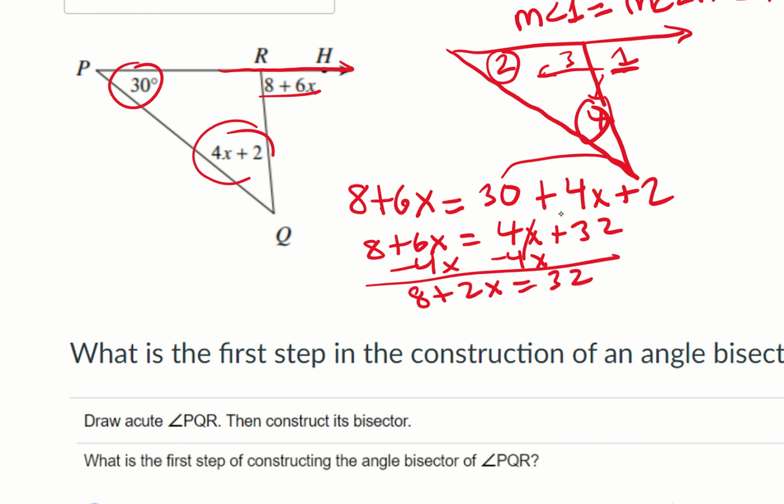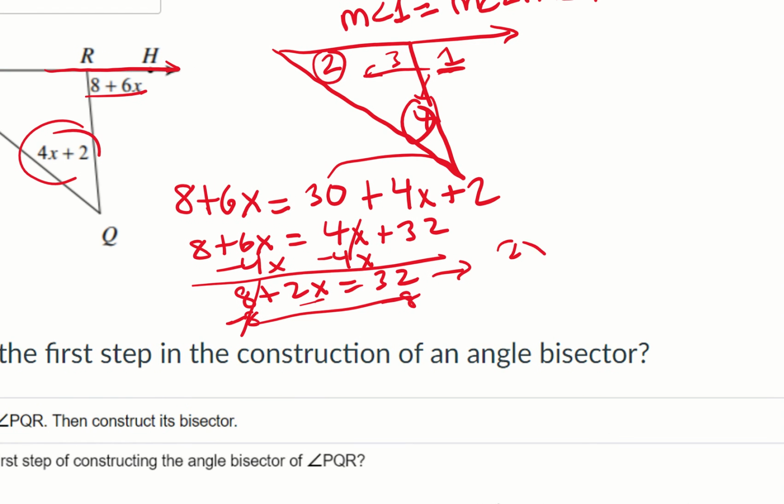We already moved x to the left side, so let's move this number out of the way by subtracting it. So we have 2x equals 24. Then we divide by 2 on both sides. So x is equal to 12. Okay, so we got x is 12.